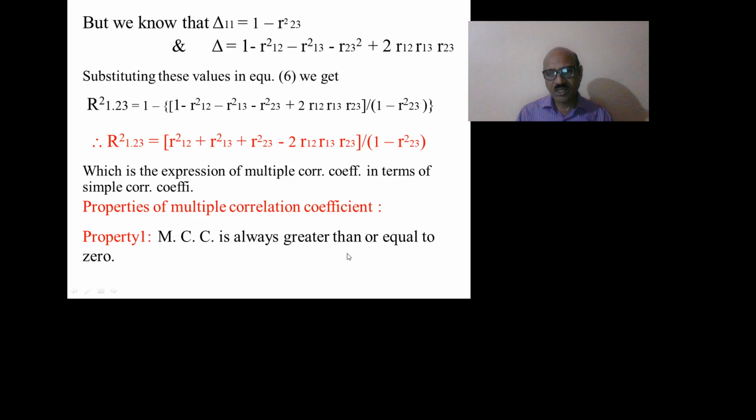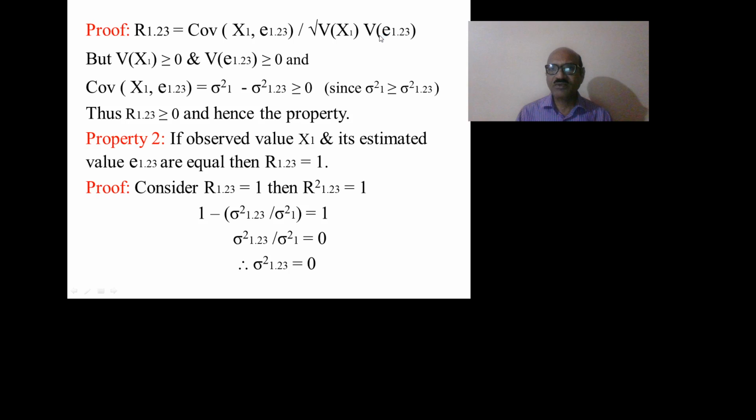Now, by definition in expression 1a, we have written the formula as R1.23 equal to covariance between x1 and e1.23 divided by the square root of variance of x1 and variance of e1.23. As we know, variances are always positive, therefore the denominator term variance of x1 is always positive. Variance of e1.23 is also a variance, which is the estimated value variance, and therefore it is greater than or equal to 0.